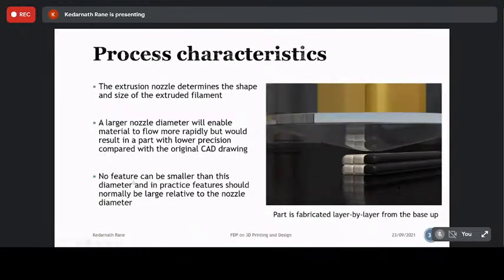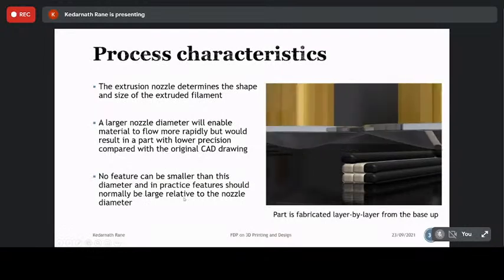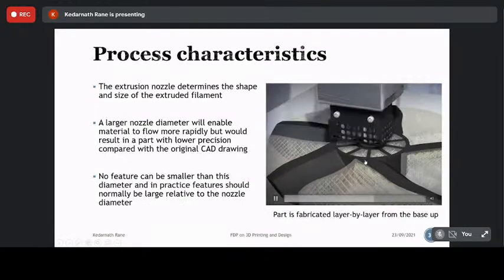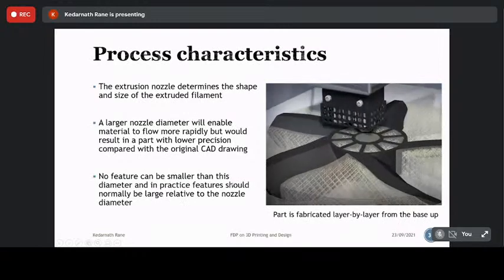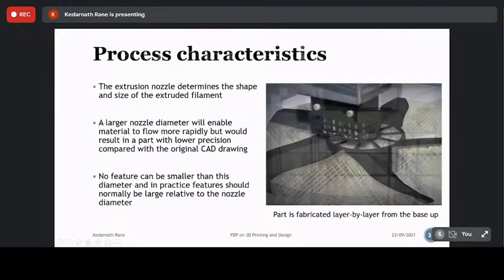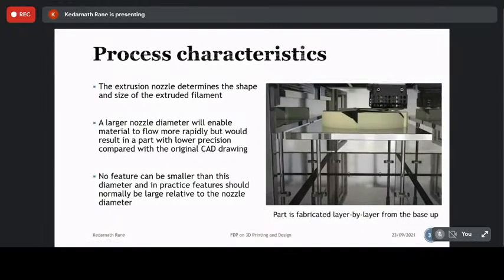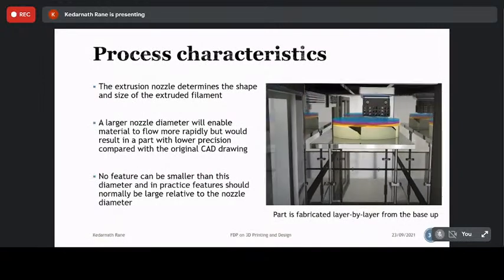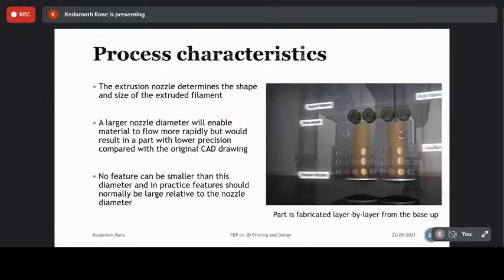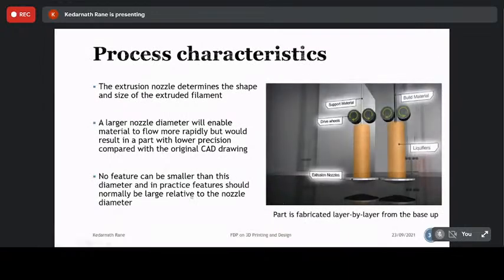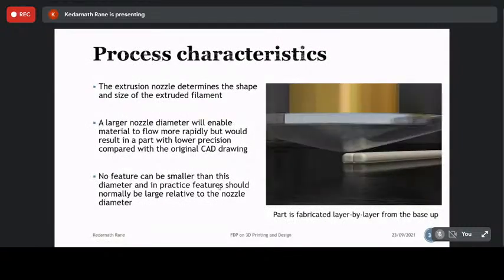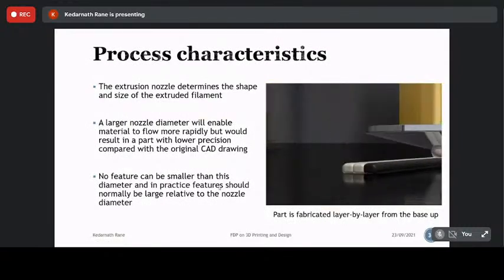Then, when it comes to the deposited rod, the feature size should not be lesser than the diameter of the nozzle, because ultimately there is a squeezing action taking place between the nozzle and the platform. That's why you should consider the feature size in between the nozzle diameter and the extrusion volume of the material.